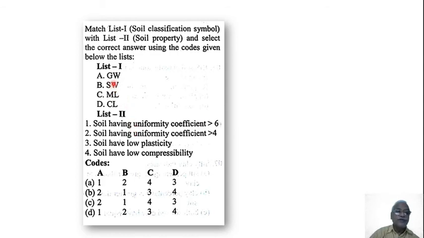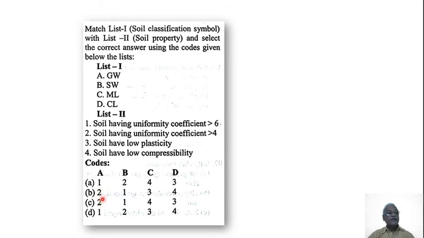There is an option. One can go with B, or B will be with 1, but there are 2 more alternatives. Let us see. Soil having uniformity coefficient greater than 4. This can be gravel well graded. So A can be 2. So for A, alternate B and alternate C are giving 2 as the option.